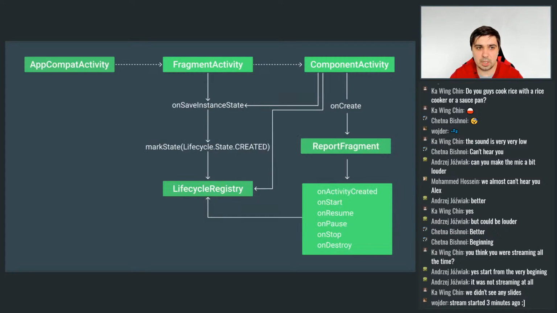So I want to start with AppCompatActivity as the entry point of almost any Android application right now. AppCompatActivity extends FragmentActivity, and FragmentActivity extends ComponentActivity. So when ComponentActivity is created, ReportFragment will be initialized. ReportFragment dispatches all callbacks for all lifecycle events to our LifecycleRegistry, and our LifecycleRegistry can notify all our observers.